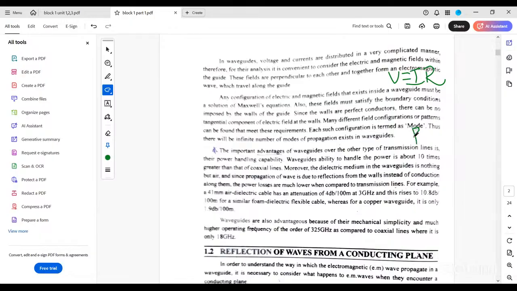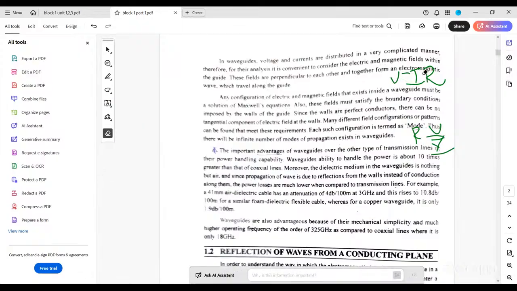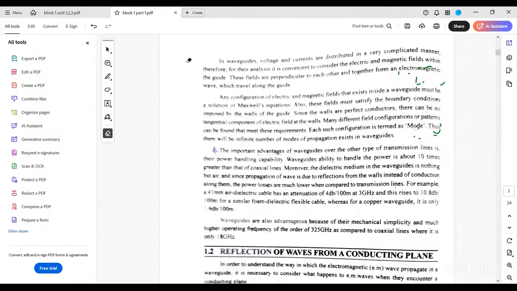R equals V by I. As we studied previously, here in this second paragraph is explaining about ohmic and non-ohmic. This ohmic, non-ohmic is in terms of whether voltage is in increasing or decreasing mode. We will see that one here.